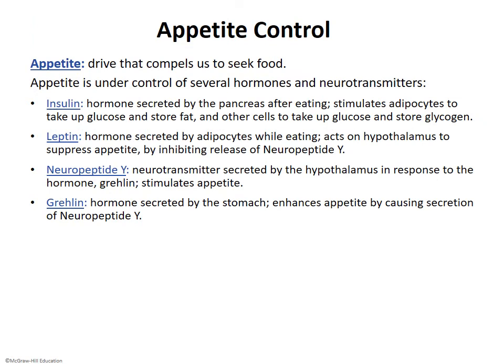Again, not going to worry too much about this. I do want you to know about insulin. As we eat and we have a spike in glucose, our body will send out insulin that will help other cells start pulling in glucose and using it. It's basically telling the cells of your body, hey, you've got energy, time to use it. And it also stimulates the liver to start storing glycogen. The other ones I'm not going to worry about.